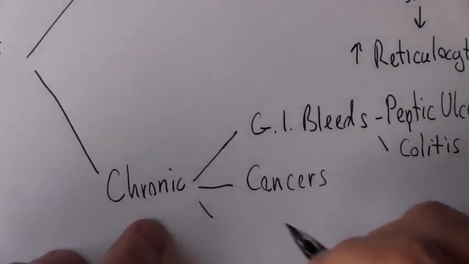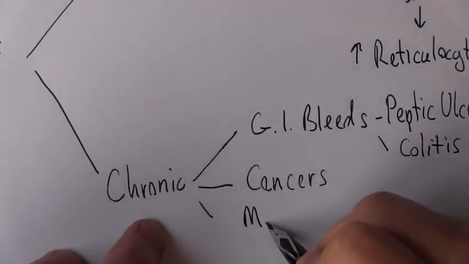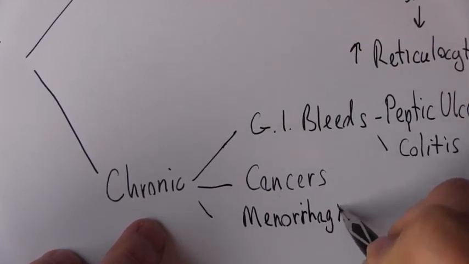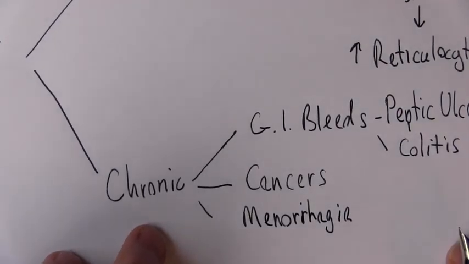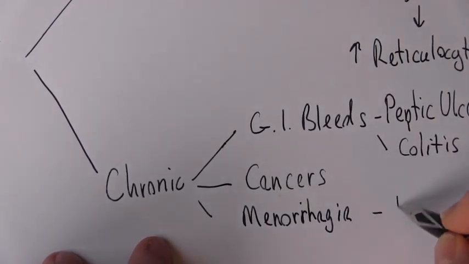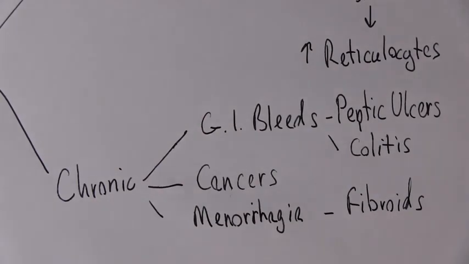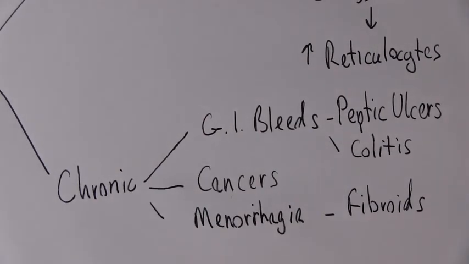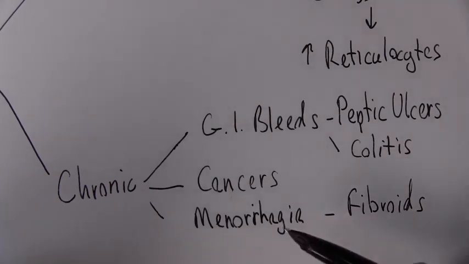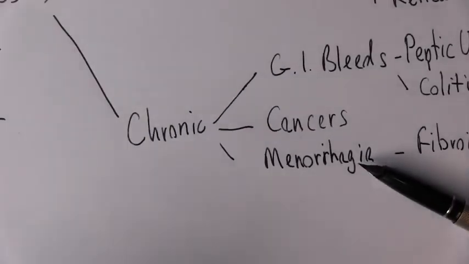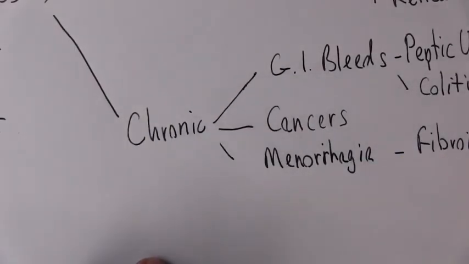Another common problem is menorrhagia. Excessive blood loss through menstruation. For example, just simple fibroids. These benign tumours of the uterus, the endometrium. A lot of blood can be lost through menstruation. I mean, menstruation loses blood anyway, but pathological menstruation can lead to a lot of chronic blood loss.